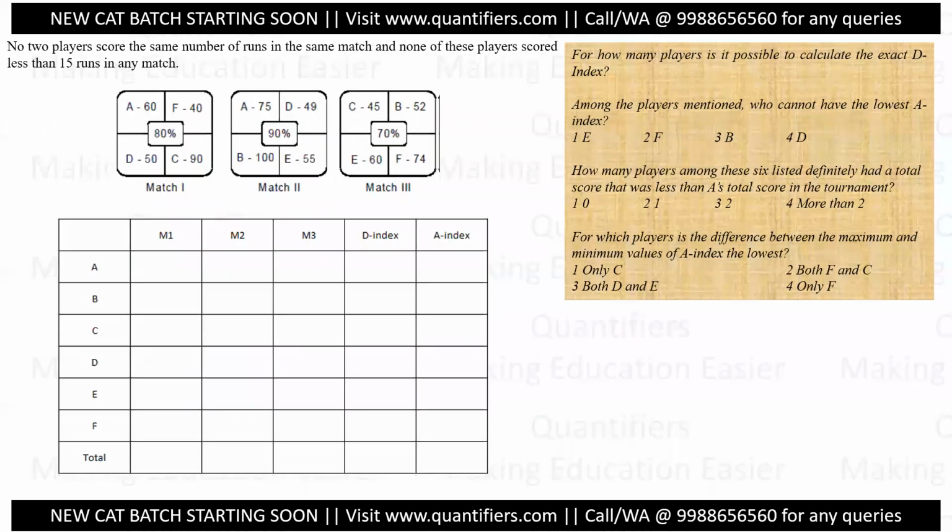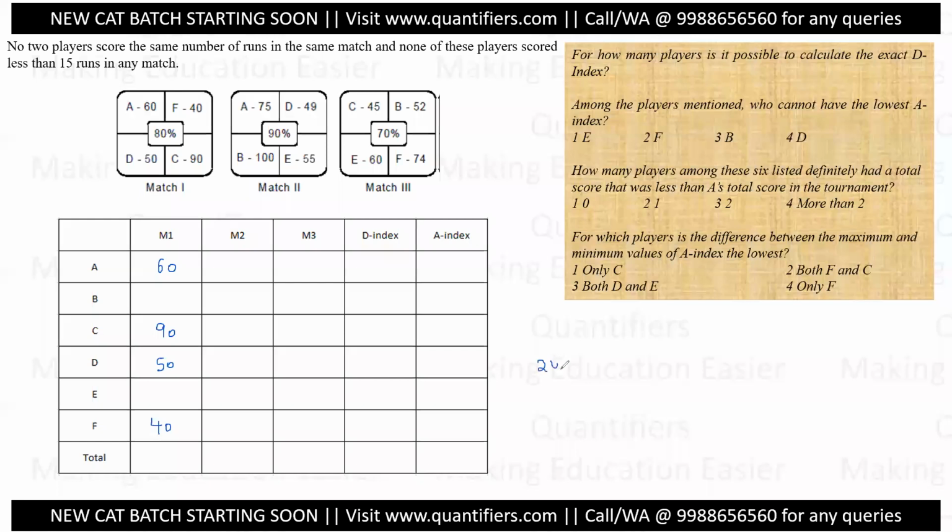I have removed all the information that is not relevant. Let us write the scores that we have. I know this for a fact that in match 1, A has scored 60, C has scored 90, D has scored 50, and F has scored 40. So 90, 60, 150, 200, 240.